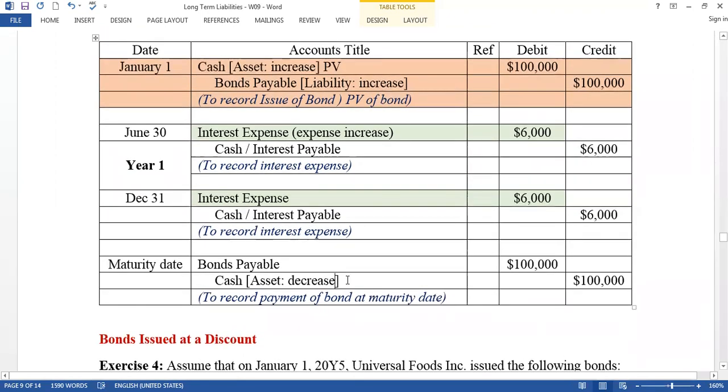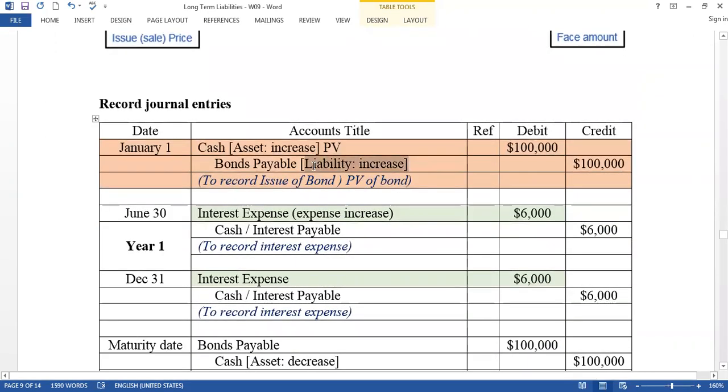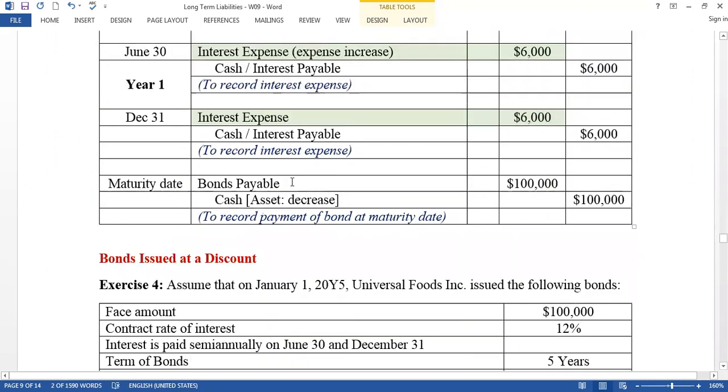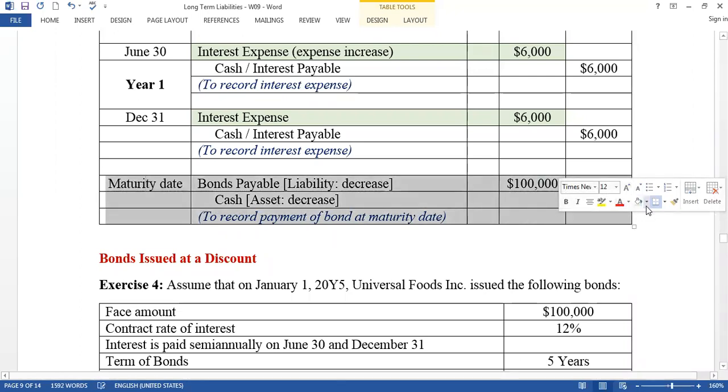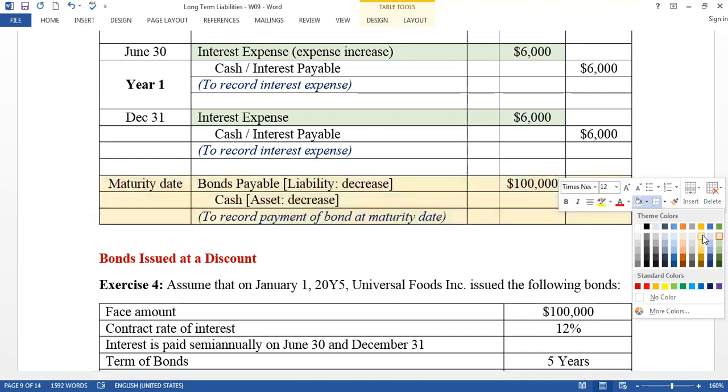Then asset decrease, you pay cash, so your liability is going to increase or decrease? Because you give all the money back to them, your liability will decrease, right? Liability increase is credit, liability decrease is debit. So this is the journal for the maturity date.